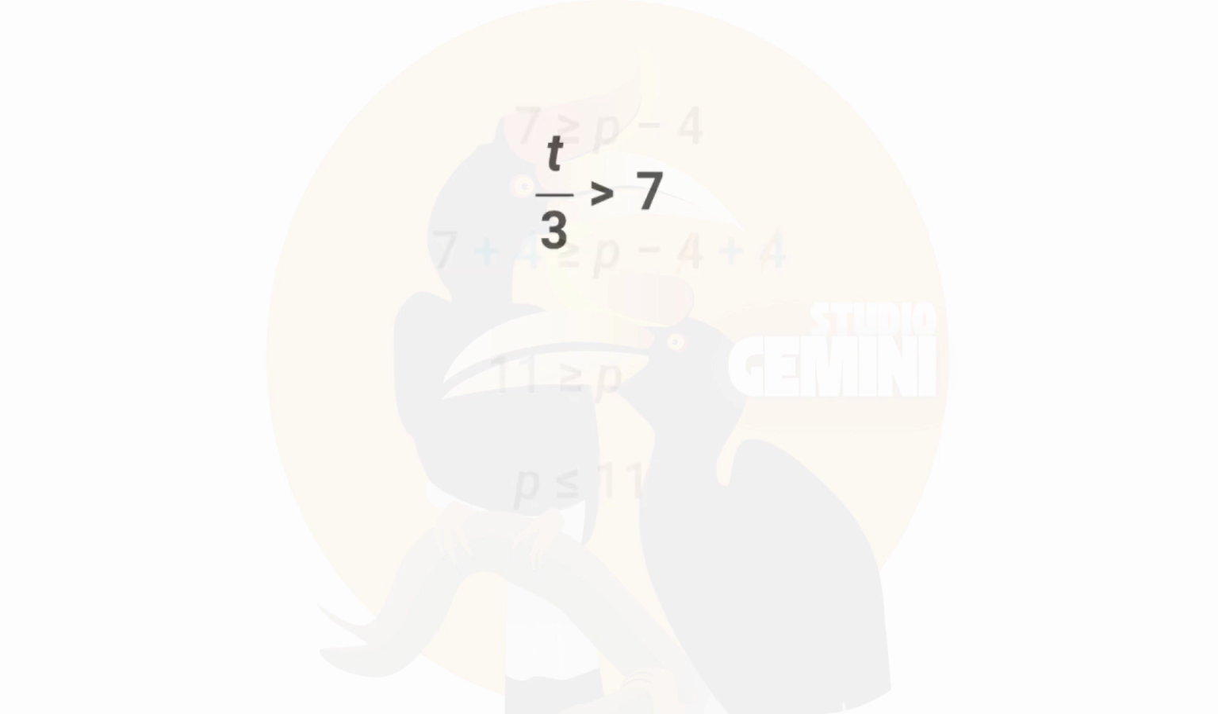Our next example, we have t divided by 3 is greater than 7. On the left side, we have t divided by 3, so let's undo the division with multiplication. Let's multiply both sides by 3. On the left side, the 3's cancel out and leave us only t. On the right side, 7 times 3 is 21. This gives us the solution t is greater than 21.